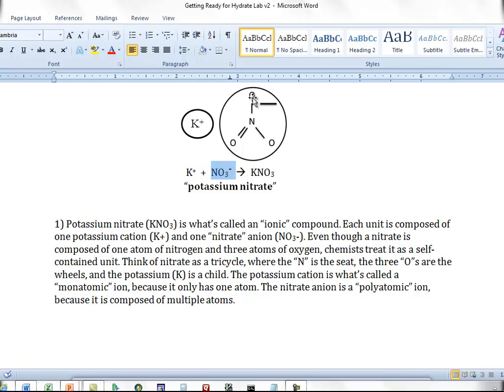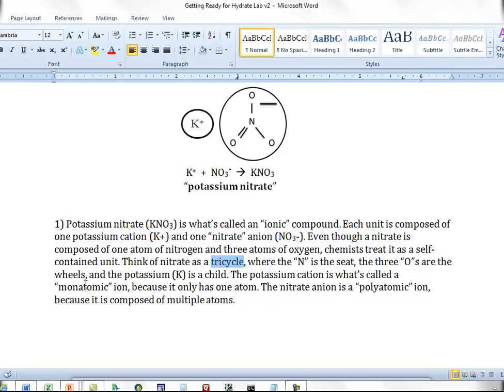You don't have to worry about the way the oxygens are bonded to the nitrogen. You can see that 2 of the oxygens are connected to the central nitrogen with single bonds, and this one here is connected with a double bond. Don't worry about that. That is way ahead of where we are right now. All I want to convey is that the nitrate anion is just this, think of it as a unit. Down here I made the analogy with a tricycle. So that's all you've got to know.